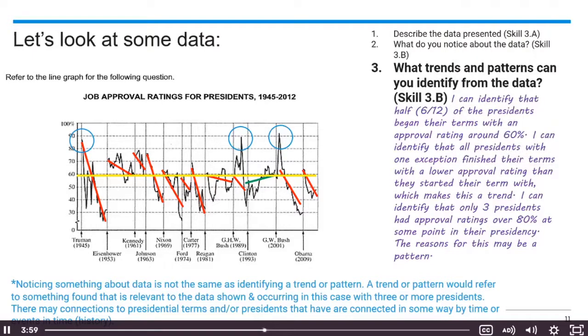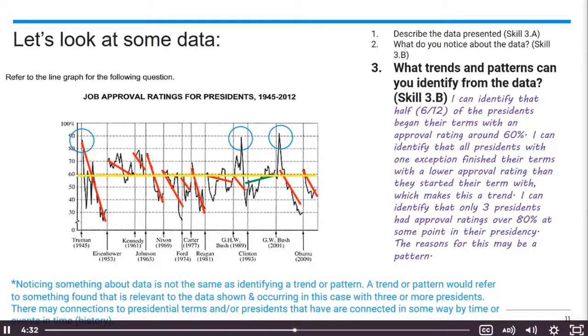So when you want to talk about it, then you can use those terms, all right? And so what I found here, because I had more time than you may have answering this on a test, but I found that half of the presidents began their terms with approval ratings around 60%. All of them finished their terms with lower approval ratings except for 1, and that there were only 3 presidents that had approval ratings over 80% at some time in their presidency.